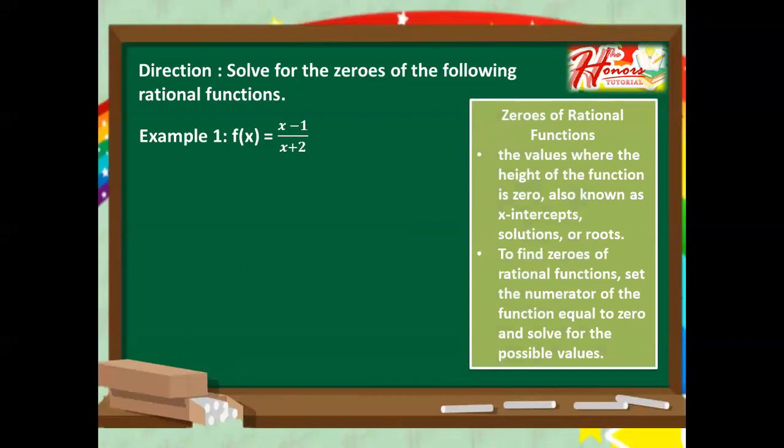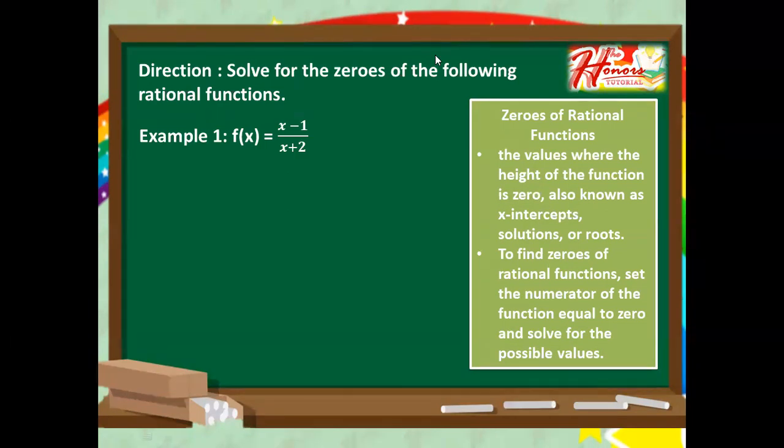Let us first have the definition of zeros of rational functions. These are the values where the height of the function is 0, also known as x-intercepts, solutions, or roots. To find zeros of rational functions, set the numerator of the function equal to 0 and solve for the possible values. So for example number 1, the first thing that we have to do is to check if we can still factor the numerator and denominator.